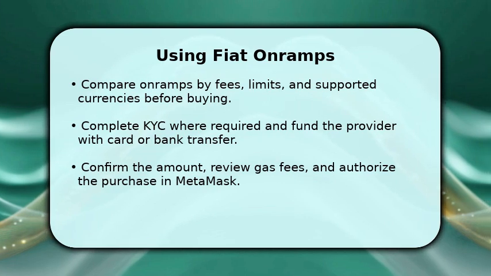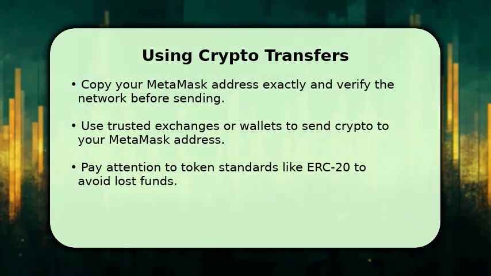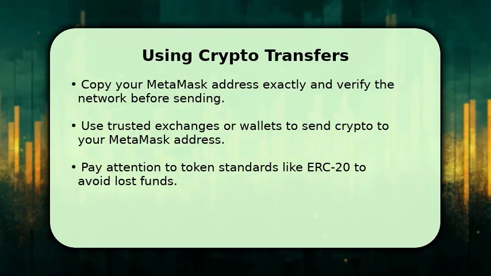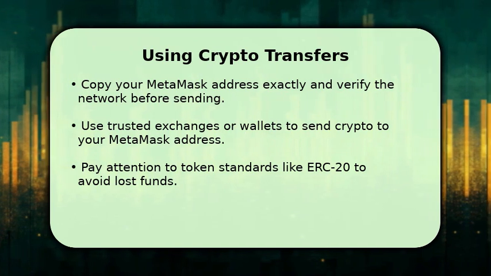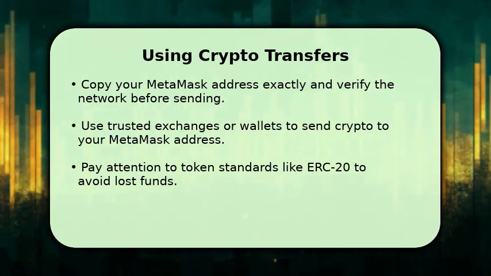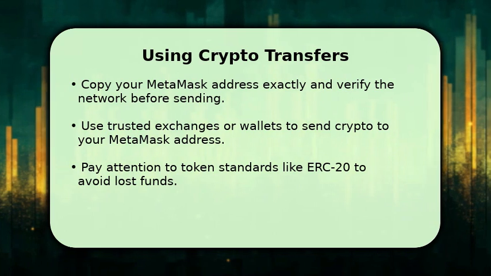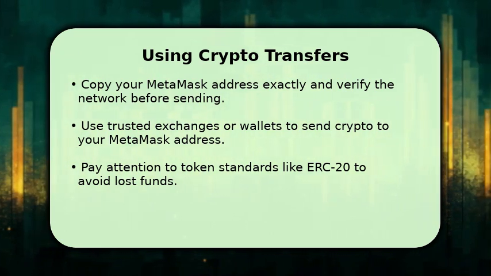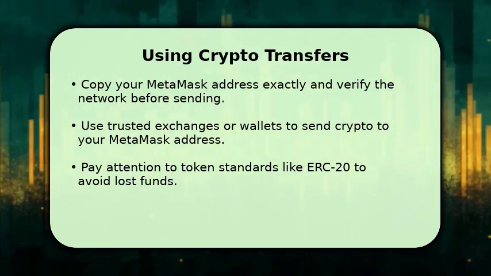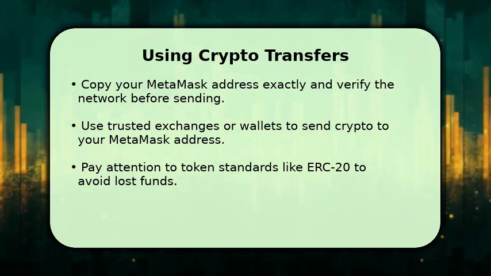To deposit crypto, copy your Metamask public address and double-check the network matches the token type. From the sending wallet or exchange, paste the address, set the amount, and confirm any withdrawal fees. Monitor the transaction hash and wait for the required confirmations on the blockchain. Once confirmed, refresh Metamask and verify the token appears in your asset list, adding a custom token if necessary to view.